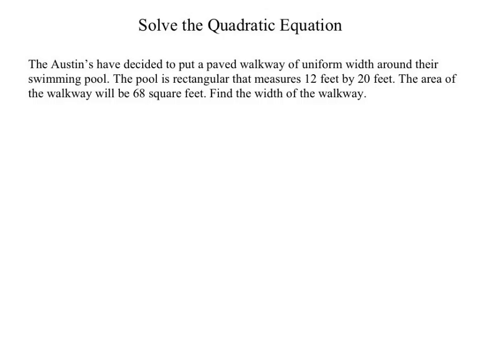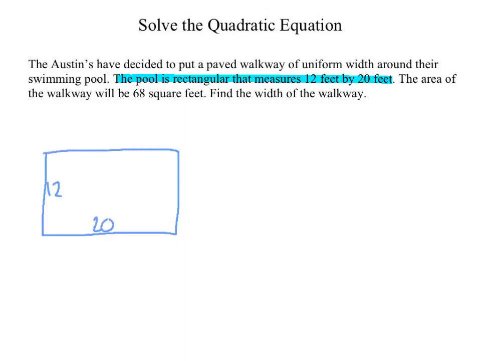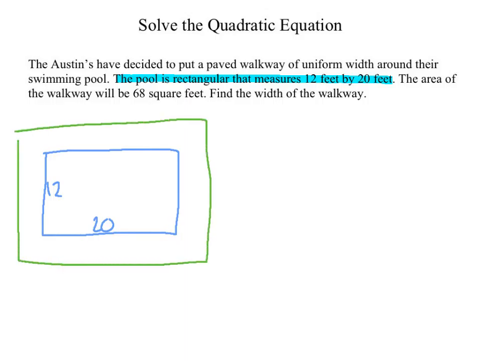So the first thing I'm going to do is make a pool that's 12 by 20. So here's my pool, and that's going to be 12 feet by 20 feet. Now what we're trying to find is the width of the walkway around the pool.